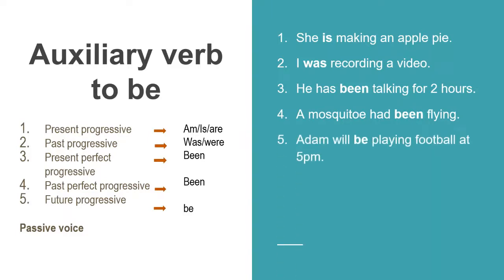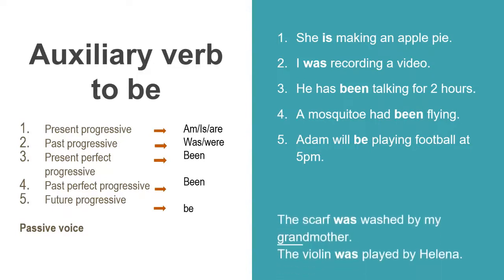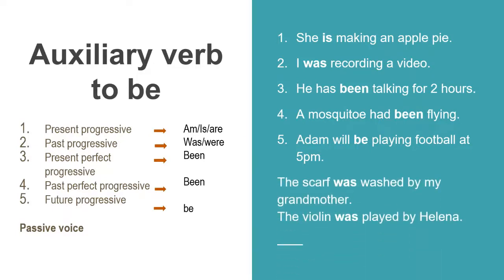The scarf was washed by my grandmother. The violin was played by Elena. We use the passive voice to emphasize the action rather than who or what is responsible for it. And in these sentences, the auxiliary verb to be is in past simple and comes before the main verb in past participle form.